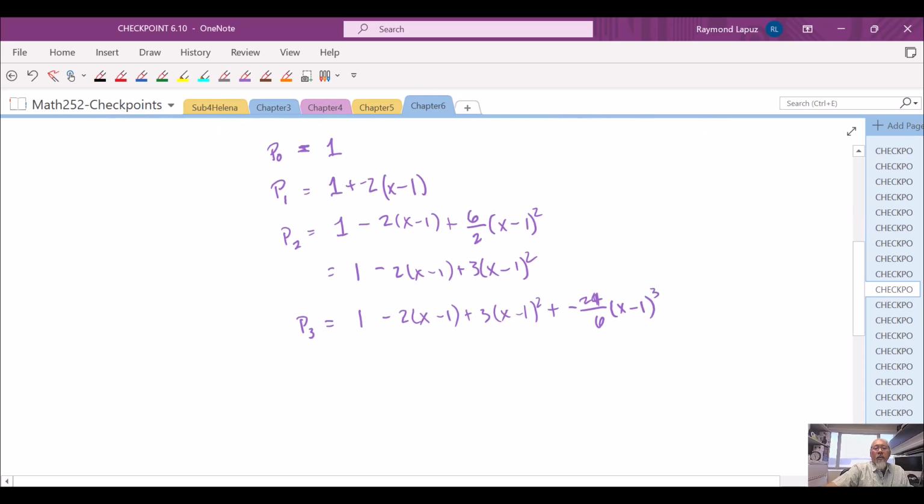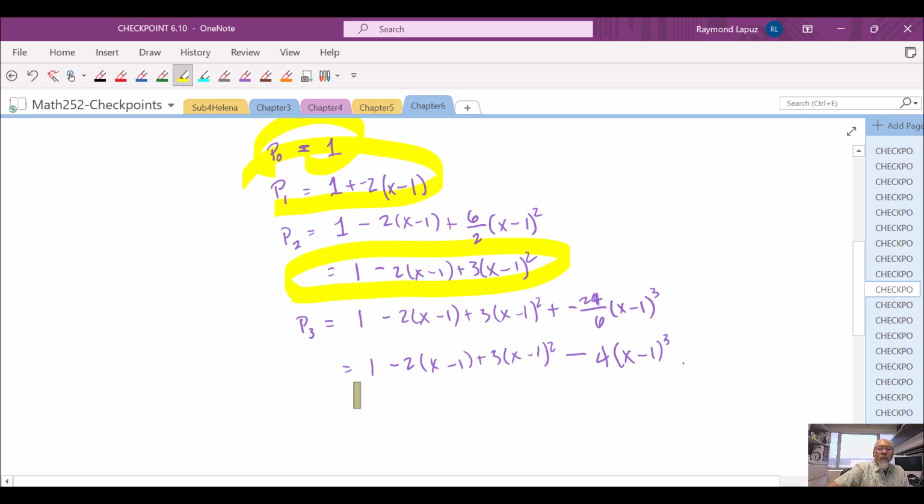That can simplify as well. So we got 1 minus 2 times x minus 1 plus 3 times x minus 1 quantity squared. Now we have another negative, and this would be a 4 times x minus 1 to the third power. We'll stop there, but you can see it looks like there's going to be a pattern going on, but we won't dig into that. We just have the solutions to p sub 0, p1, p2, p3. And these are it.